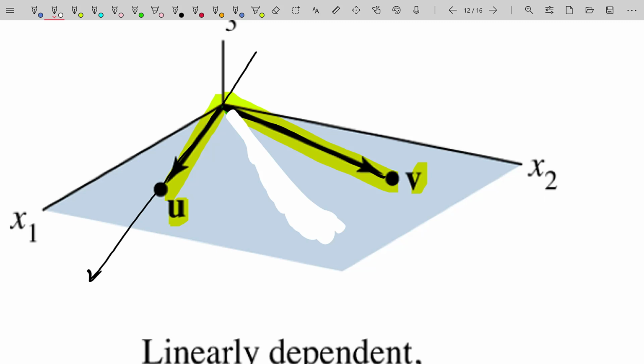And that's very important because, again, some people think, oh, linearly dependent sets, that means that every vector can be written in terms of other vectors. And that's not true. It's just not true.